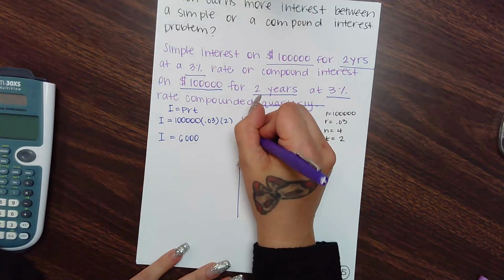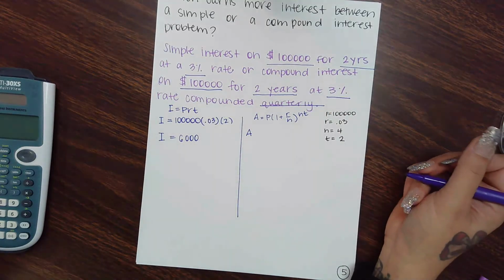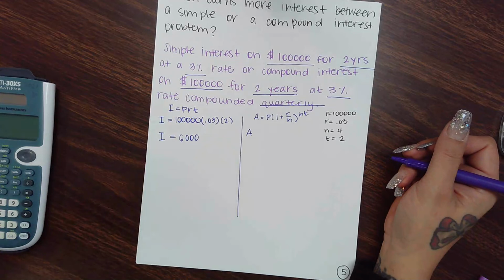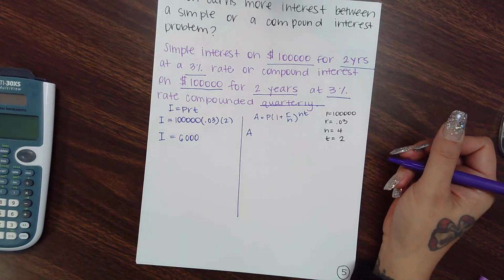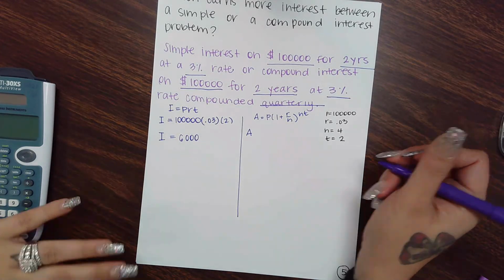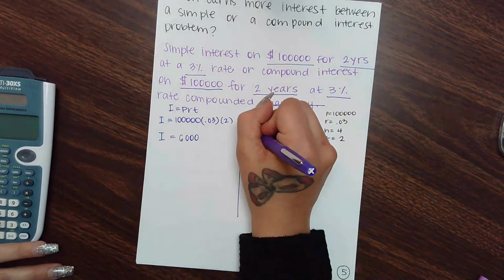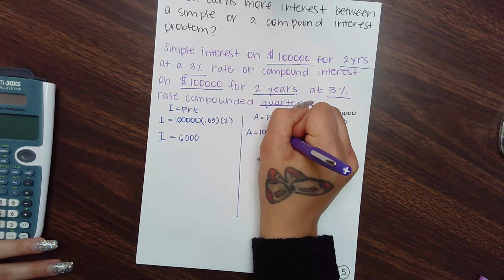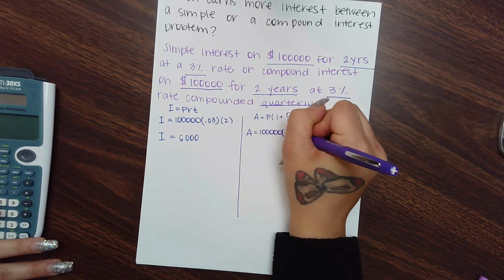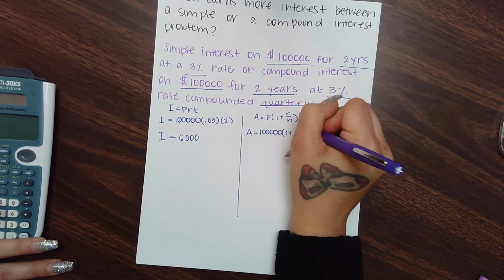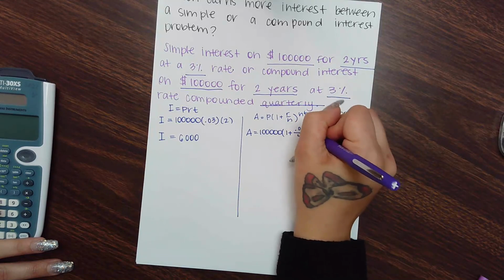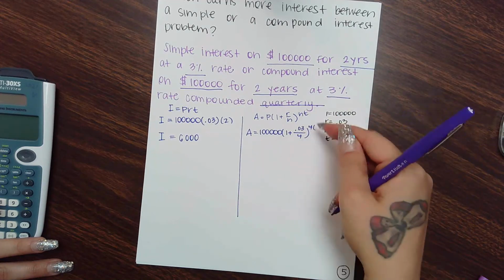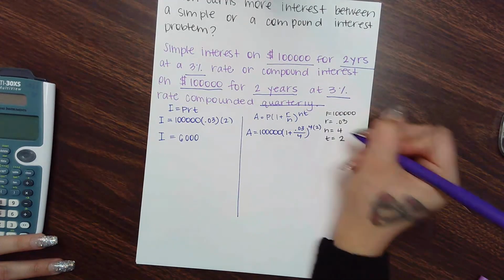I don't know my A. Yes, I am trying to solve for interest, but this is the formula. The last step is to do what we did on that very first problem to figure out what the interest is. So A equals 100,000 open 1 plus fraction 0.03 over 4 close, to the n times t, 4 times 2.